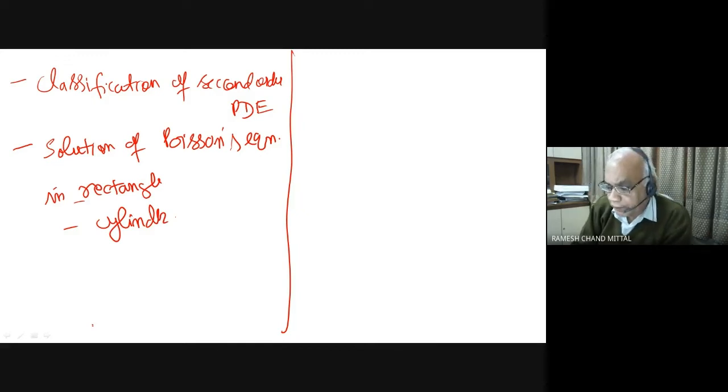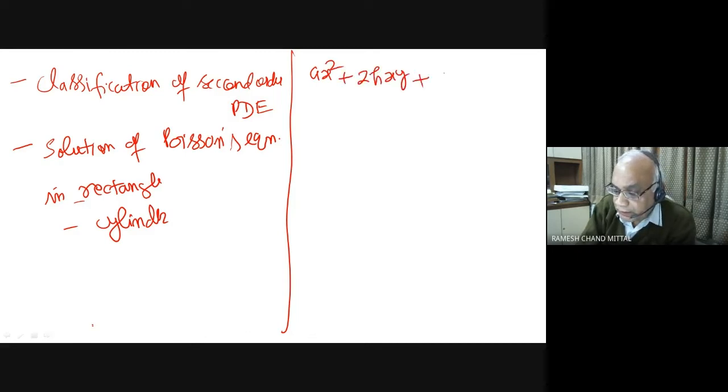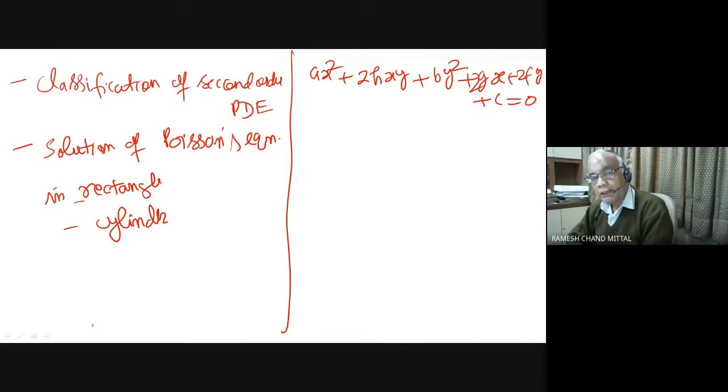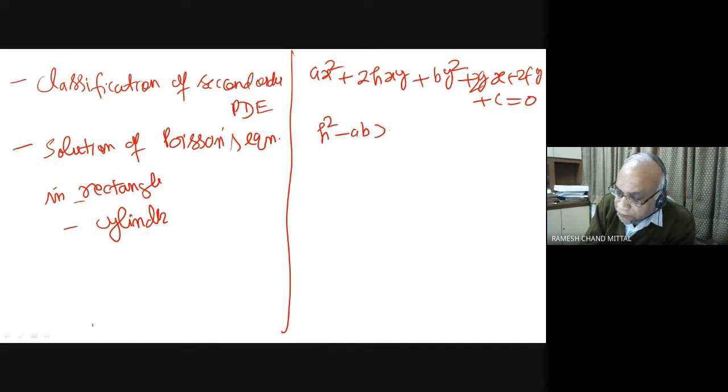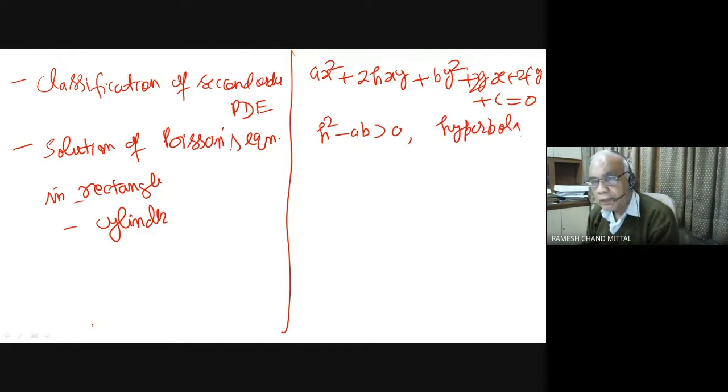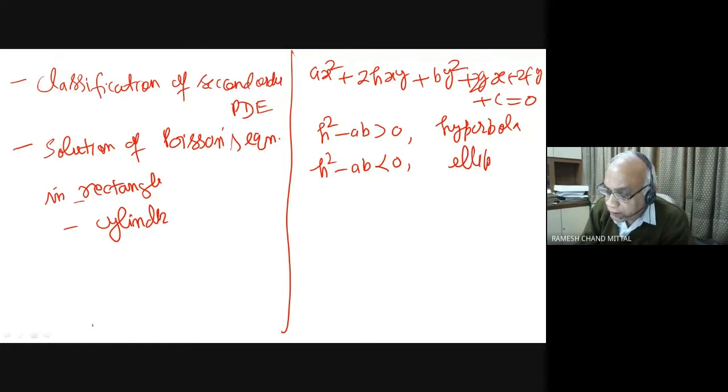So suppose I am given an algebraic equation of degree 2, which you know generally we write in the form of ax square plus 2hxy plus by square plus 2gx plus 2fy plus c equal to 0. Then we say that if h square minus ab is positive, then it represents a hyperbola. And if h square minus ab is negative, it represents an ellipse, and h square minus ab equal to 0, it represents what we call a parabola.